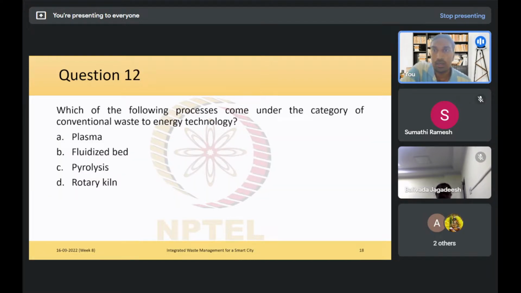Okay, so moving on to question number 12. Which of the following processes come under the category of conventional waste to energy technology? The options are plasma, fluidized bed, pyrolysis, and rotary kiln. Which is a conventional way of doing waste to energy.